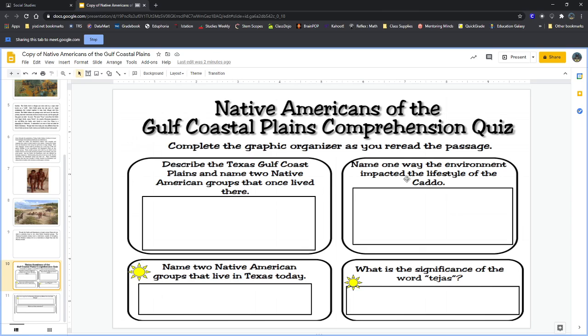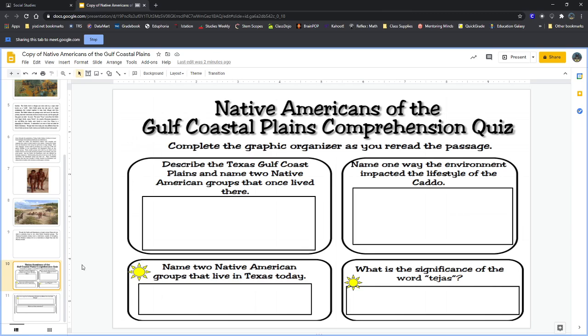The next question says, name 1 way the environment impacted the lifestyle of the Caddo. So when they use the word impacted, what they mean is to tell them a way that the environment, the area around them, the way the land was, the way the weather was, how did that change the lifestyle that they had?